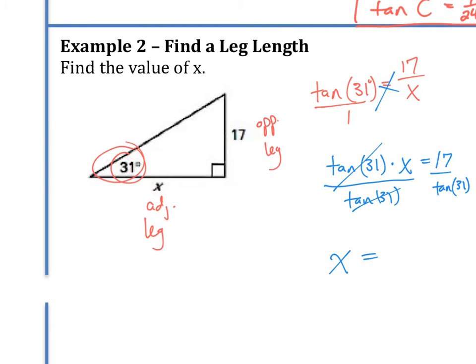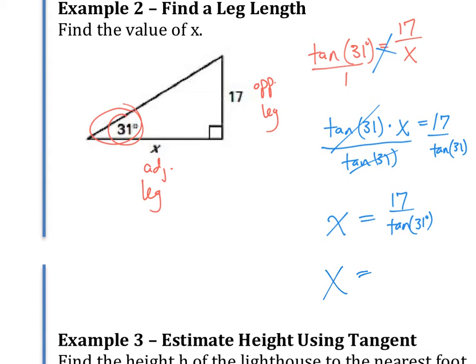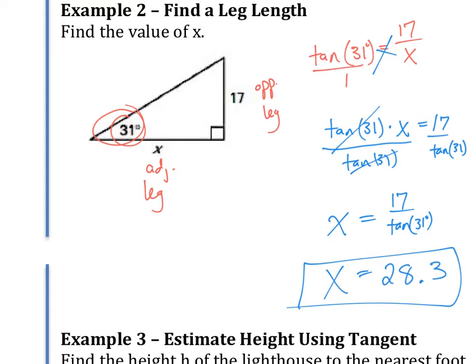We have x equals 17 divided by the tangent of 31 degrees. On your calculators, there's a tangent button. So you would do 17 divided by, and you would hit that tangent button. It's kind of in the middle of the calculator, and then put 31 in. When you type that in, you would end up getting x equals 28, and it's 0.29 something, so I'm going to round that to 28.3. So we're able to use the tangent to find a missing side length.